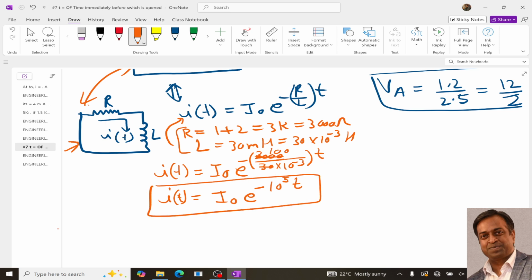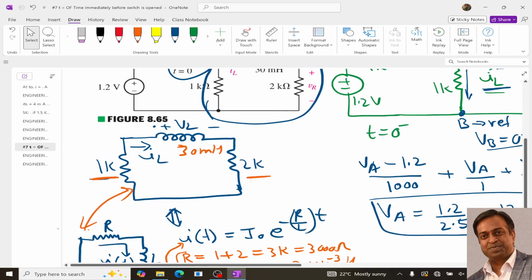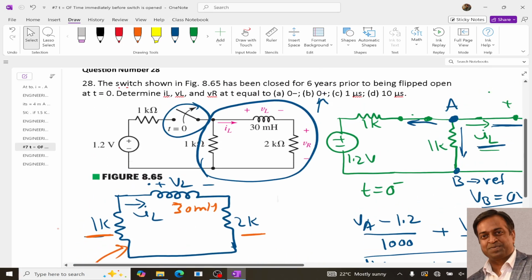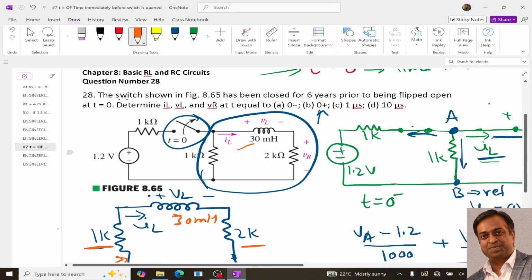Now what is this I naught? We know that I naught is the initial current, meaning the current flowing through the inductor at t equals 0 seconds. Now what will be the current flowing at 0 seconds? Since we know that for the inductor, the inductor will try to maintain the current.